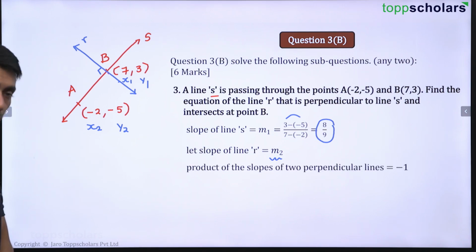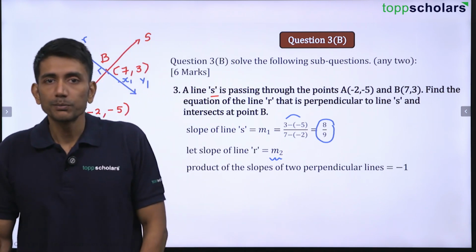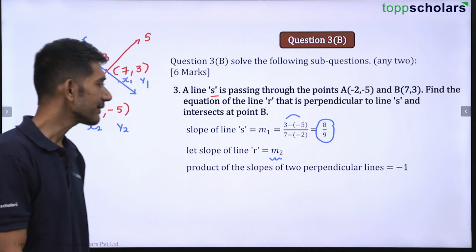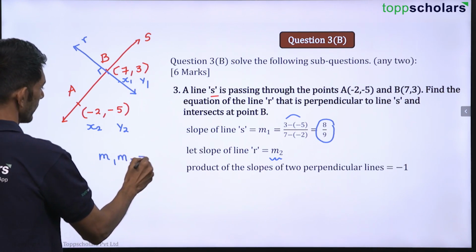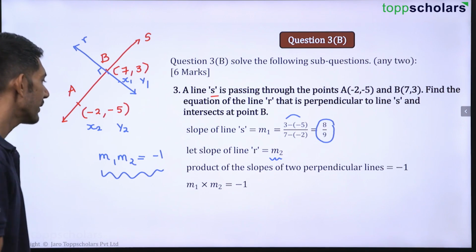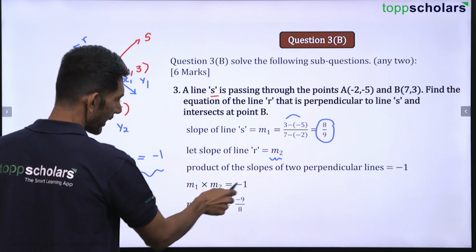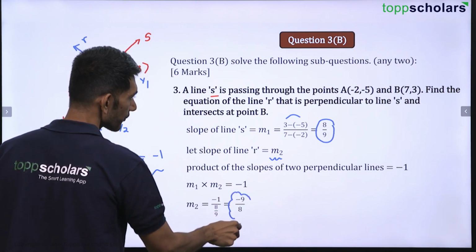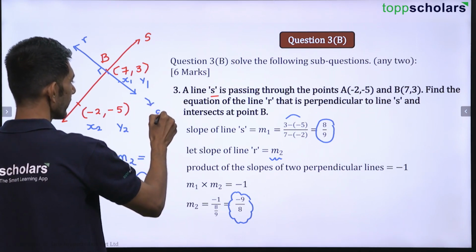Then we know that whenever the two lines are perpendicular, please make a note of this, the product of their slopes, that is, if you multiply both the slopes, the product is going to be minus 1. So here we can say that M1 into M2 is minus 1, correct? So we get M1 multiplied by M2 is equal to minus 1, and then put the values. M2 will be what? Minus 1 by M1. So that is minus 1 by 8 by 9. That gives you 9 by 8. Now the slope of R is 9 by 8.